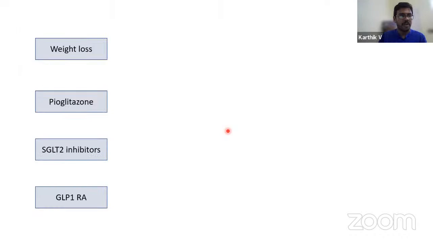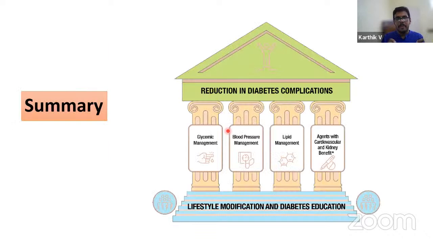And what are the measures with which you can control NAFLD? One is weight loss of 5 to 10%, pioglitazone in diabetes mellitus patients, SGLT2 inhibitors, GLP-1 receptor agonist. So far, GLP-1 RA and pioglitazone have the greatest evidence of NAFLD benefit in type 2 diabetes. And of that, semaglutide has the highest potential for improving hepatocyte steatosis and steatohepatitis.